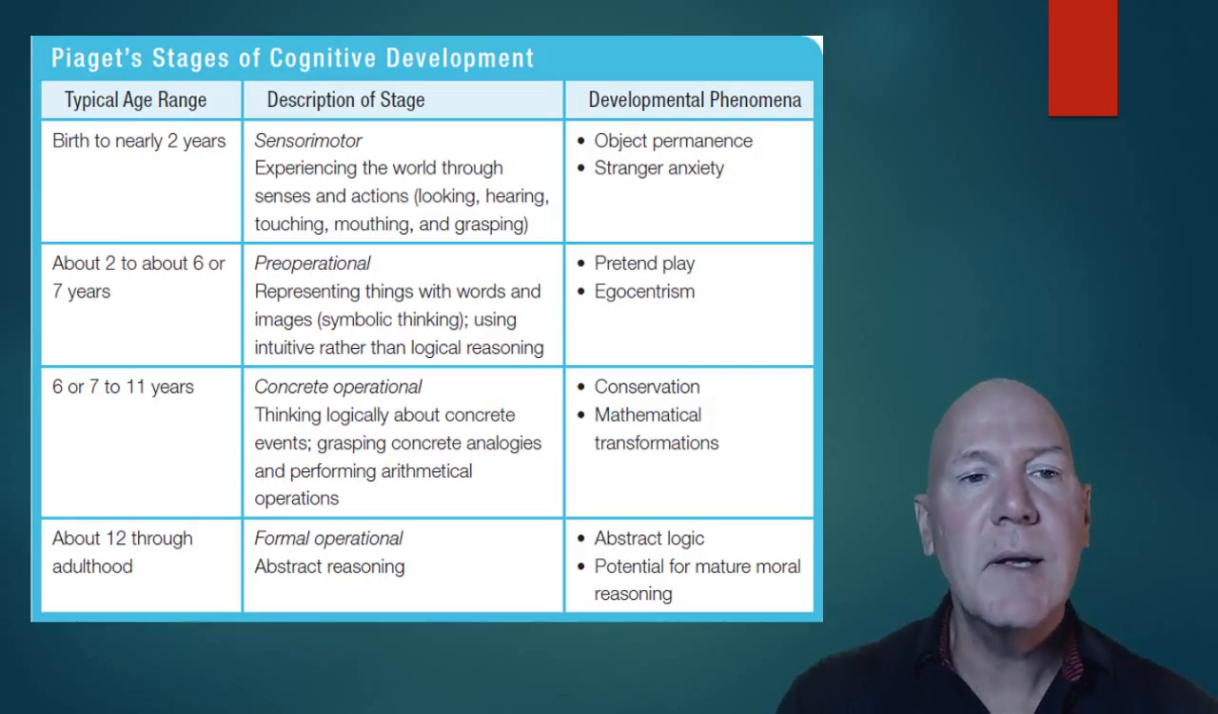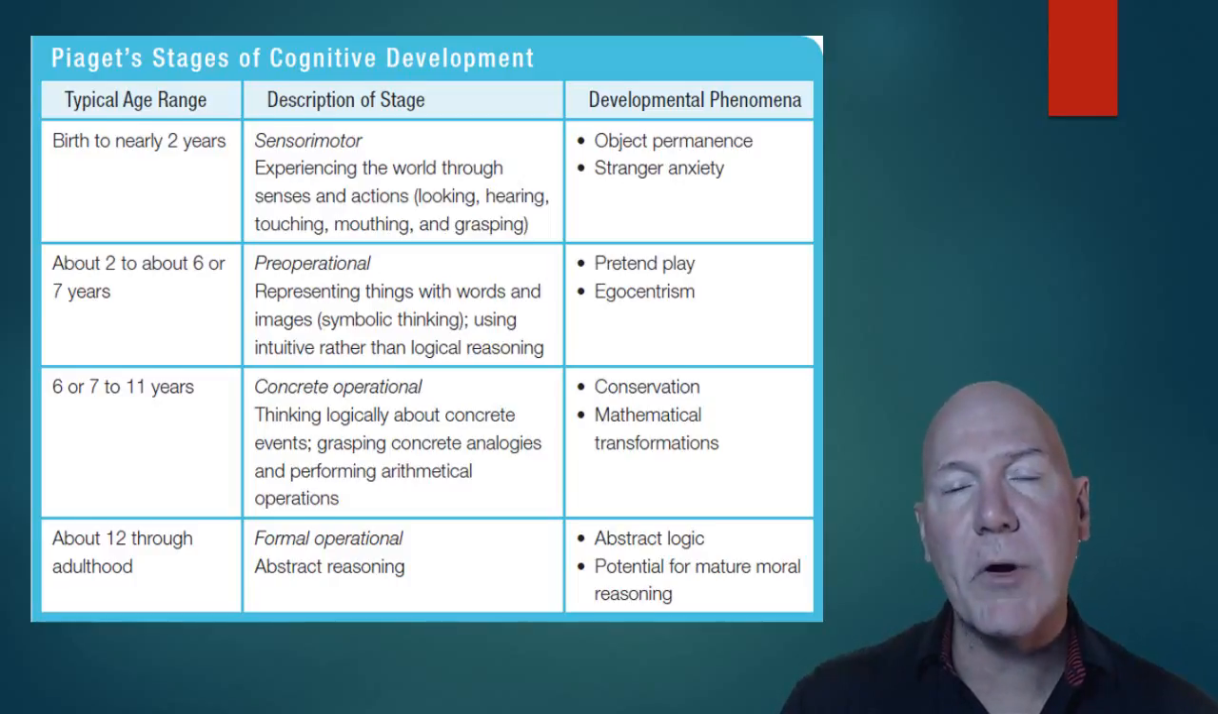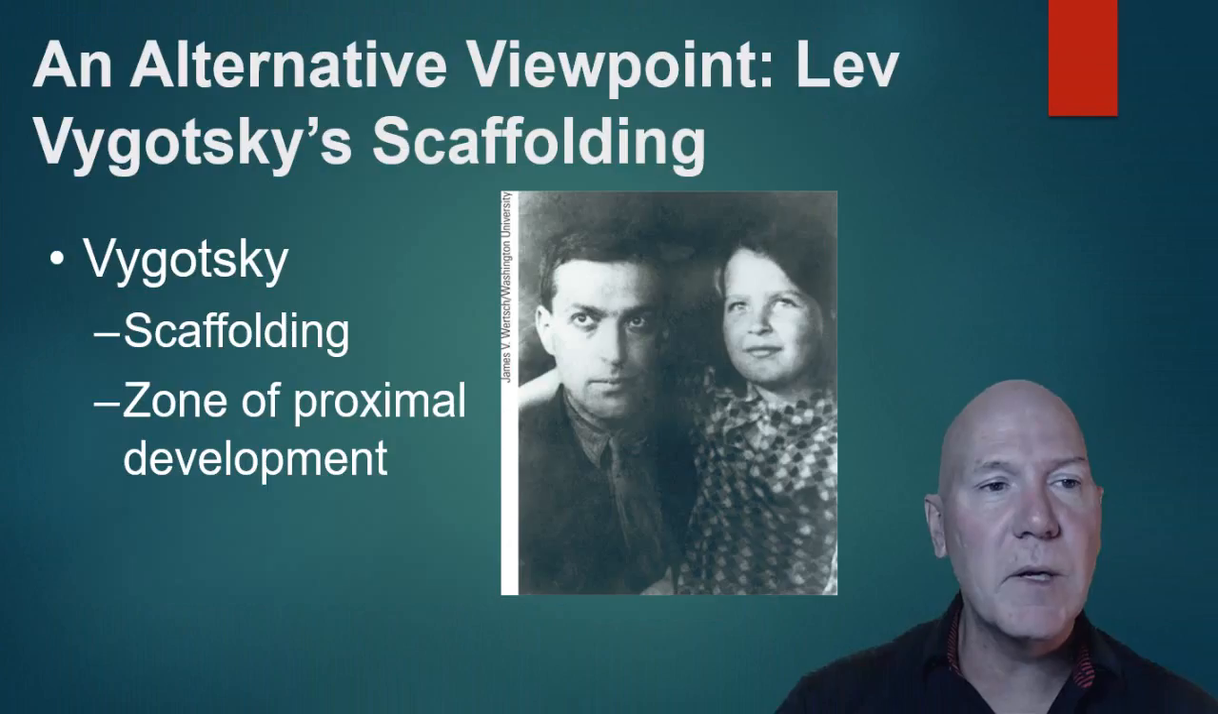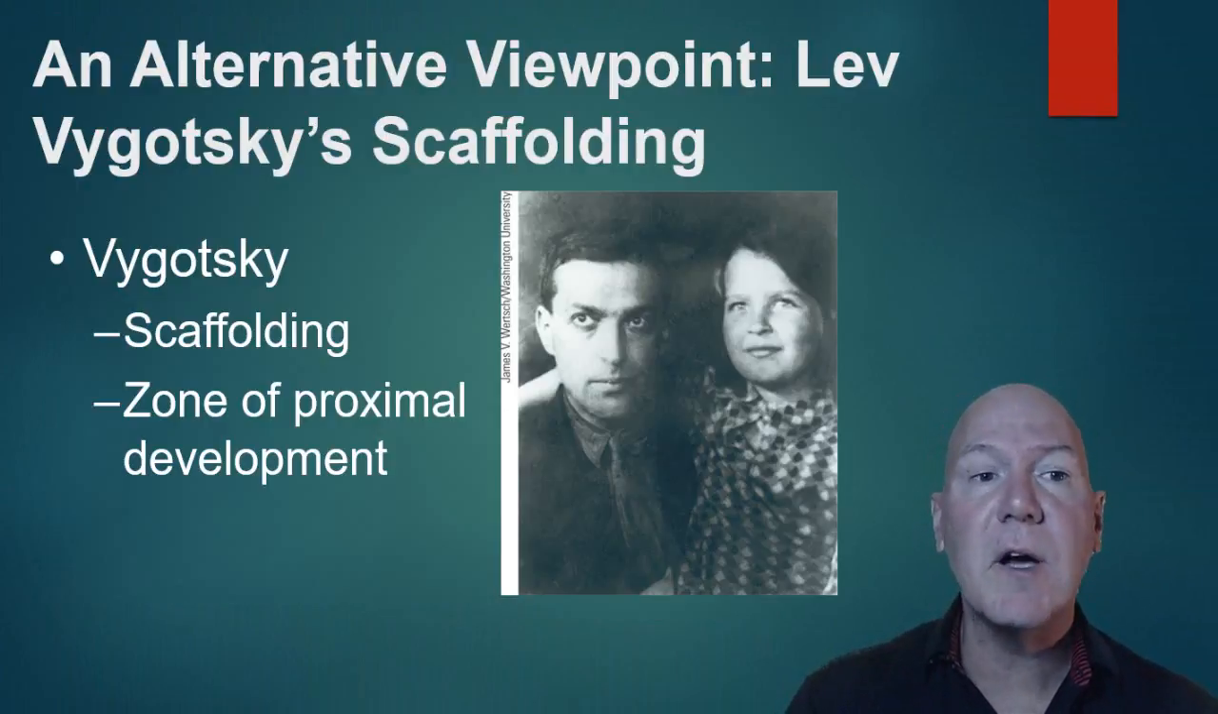And here's a little chart to kind of go through it with the description of the stage and some of the markers, the phenomena that happen during that stage. This would be a good thing to know. Piaget, again, very influential in cognitive development, but we will look at some criticisms of his theories. Another viewpoint is Lev Vygotsky.